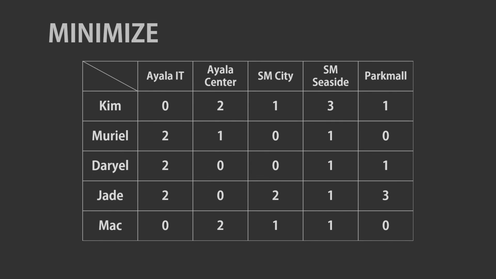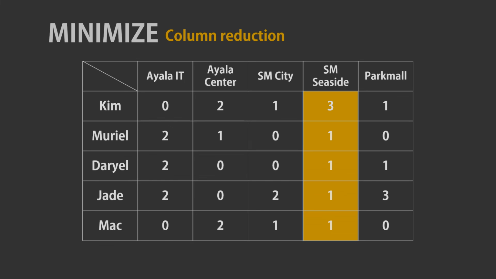Next step is column reduction, similar to row reduction but this time for each column. The only column with no zeros is the fourth column. Subtract all values by the lowest value in that column, which is 1.